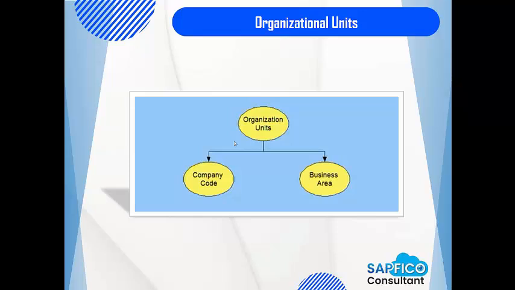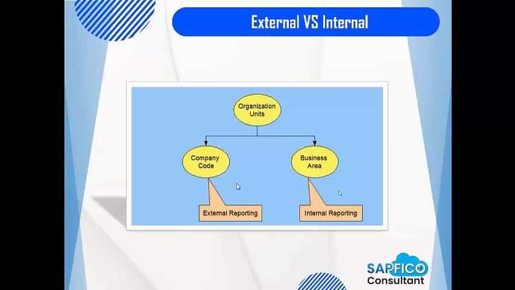Now, organizational units. What are the organizational units in the financial system, financial accounting? We have company code and business area. These are two organizational units within the financial accounting module. Now, company code is used for external reporting. We want to have a balance sheet and profit and loss account, or we want to report to the income tax authorities, the company authorities, the GST authorities, or whatever.